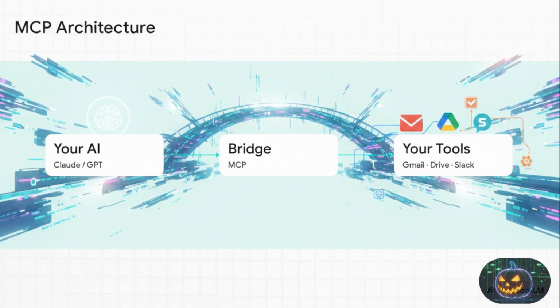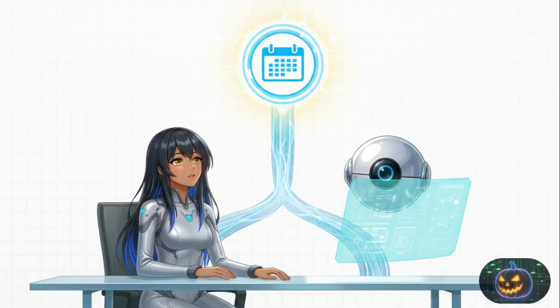It only needs to know how to speak to the bridge MCP. No more wrestling with obscure API documentation just to get your AI to read an email. Let's make this totally concrete with a few real-world examples.